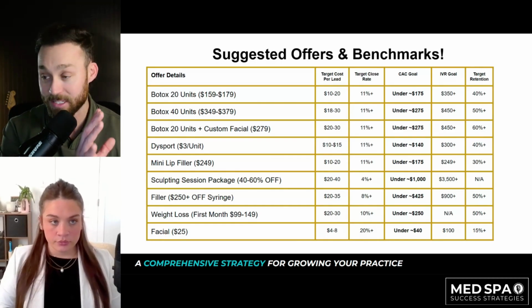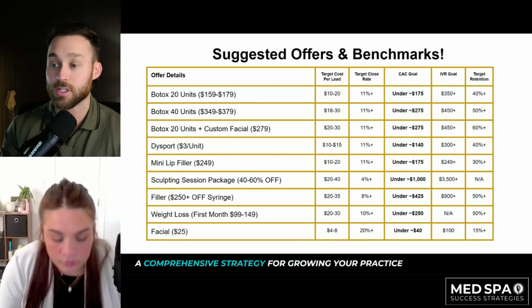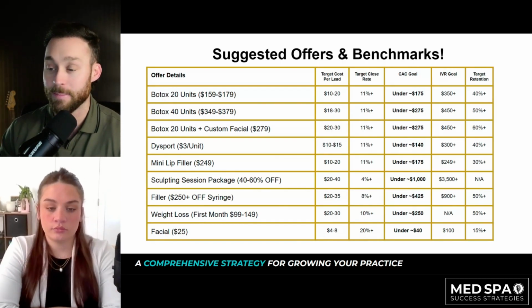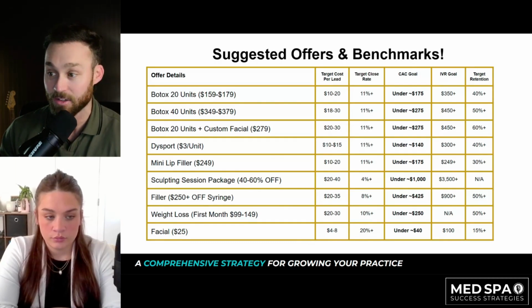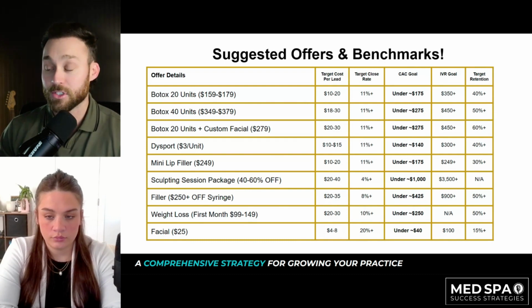So whatever the gap is that you need to achieve between customer acquisition and package sale, that box needs to be checked. And then I'm going to consider any amount of retention on a service like that icing on the cake. So that's why I have non-applicable there. Filler, dollar per dollar amount off a syringe.